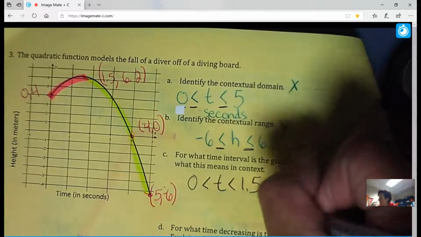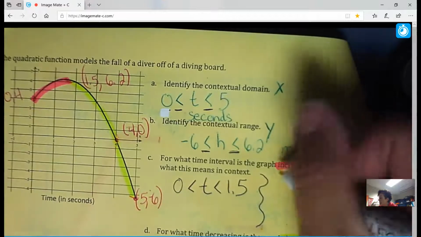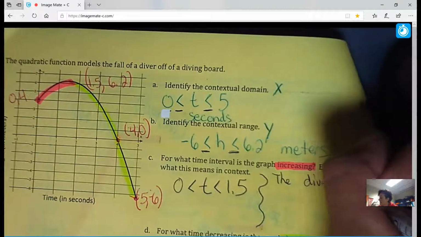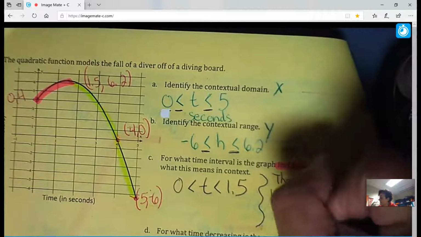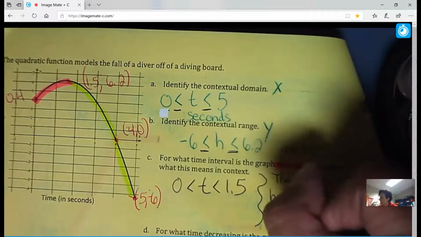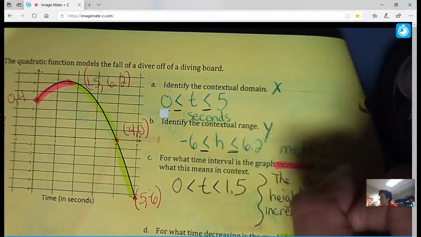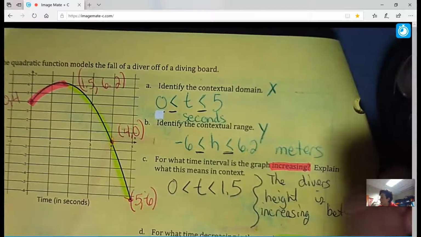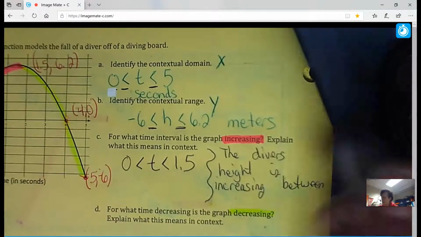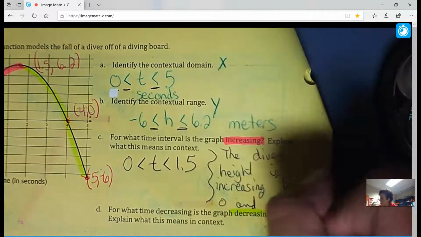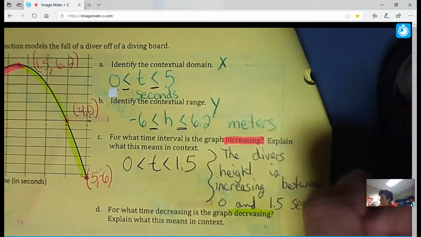So what does this mean in context? The diver's height is increasing between 0 and 1.5 seconds.